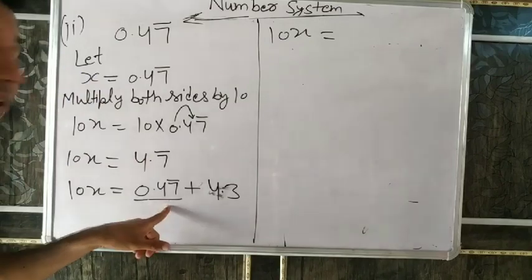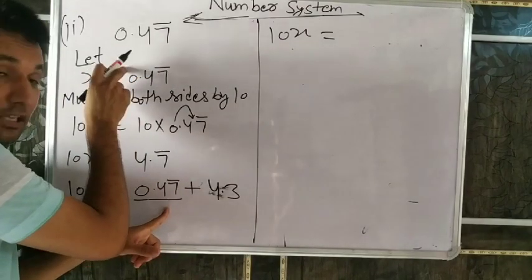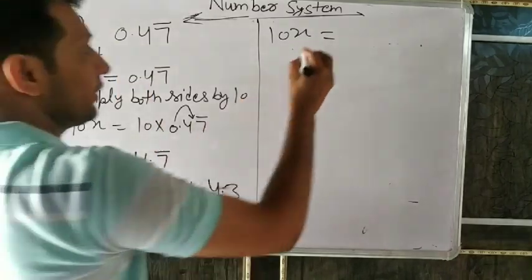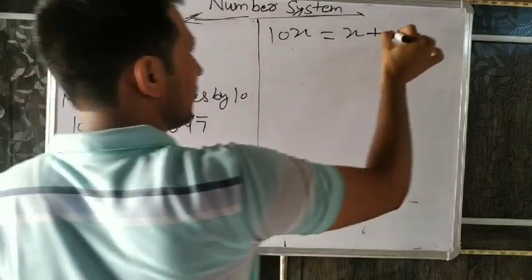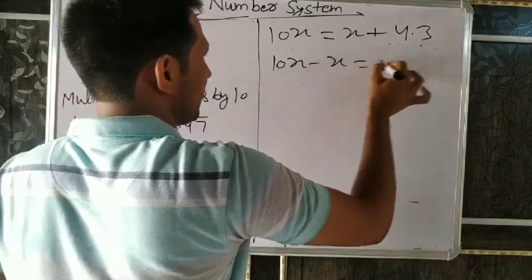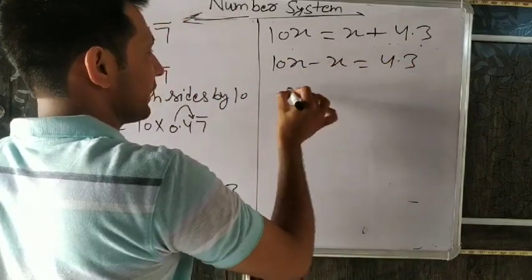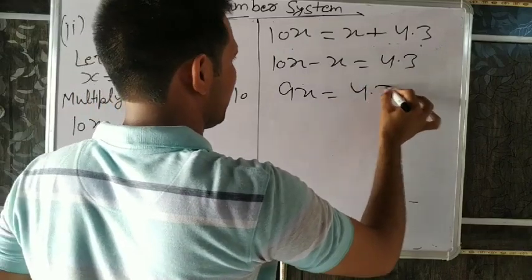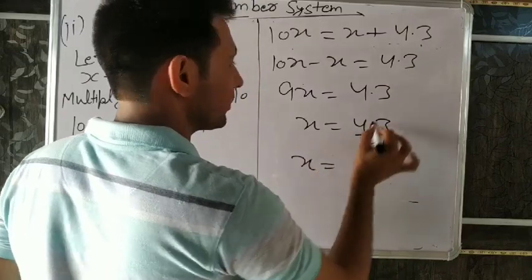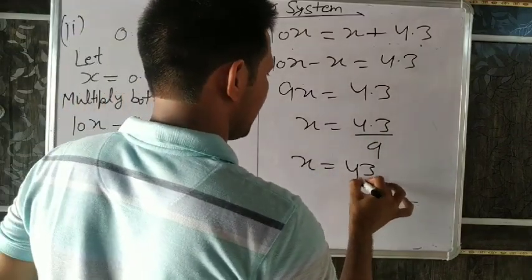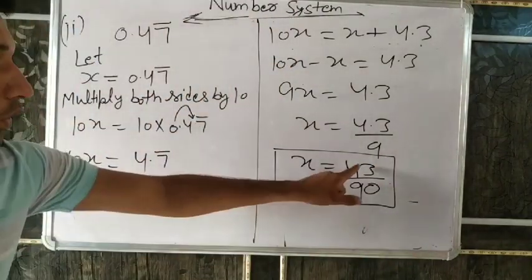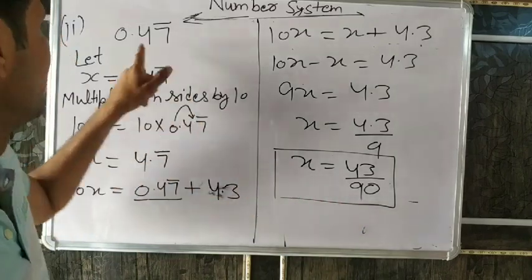That's why I always say you should write it as a sum of two numbers. The first number is this one, because we will make it x. So 10x equals x plus 4.3. Moving x to the other side, 10x minus x equals 4.3, so 9x equals 4.3. x equals 4.3 divided by 9. Removing the decimal, x equals 43 over 90. So what is the value of x? 43 divided by 90.